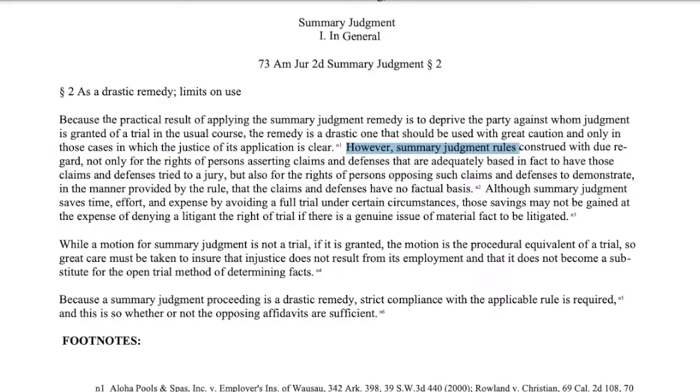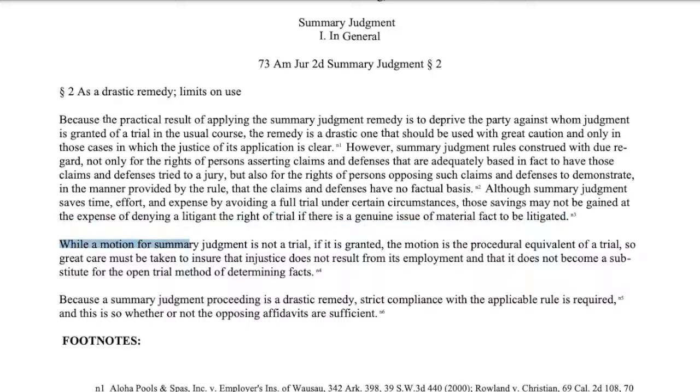However, summary judgment rules are construed with due regard, not only for the rights of the persons asserting the claims and defenses that are adequately based in fact to have those claims and defenses tried to a jury, but also for the rights of persons opposing such claims and defenses to demonstrate in the manner provided by the rule that the claims and defenses have no factual basis. Although summary judgment saves time, effort, and expense by avoiding a full trial under certain circumstances, those savings may not be gained at the expense of denying a litigant the right of a trial if there is a genuine issue of material fact to be litigated.